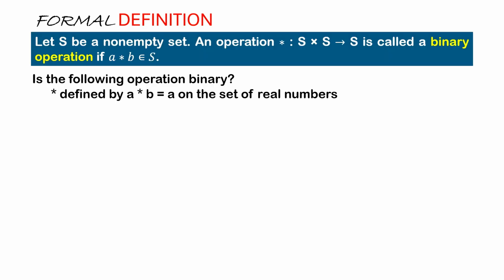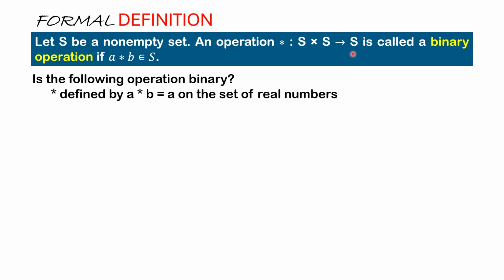So what is the formal definition? Let S be a non-empty set. Then an operation star defined on the set S cross S, just recall, S cross S is the product set of the set S, should also belong to S. This is called a binary operation.